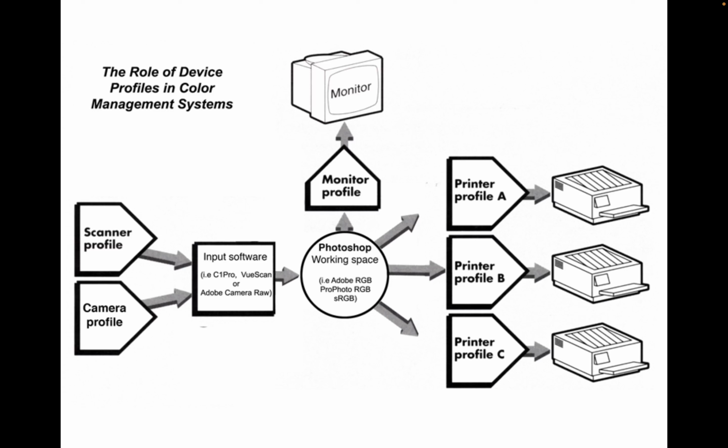So then, out of this working space, I need a monitor profile that is unique to my monitor. This takes that unambiguous color. The profile removes the device dependence that this monitor would introduce. And so what I end up with on my monitor is unambiguous color.